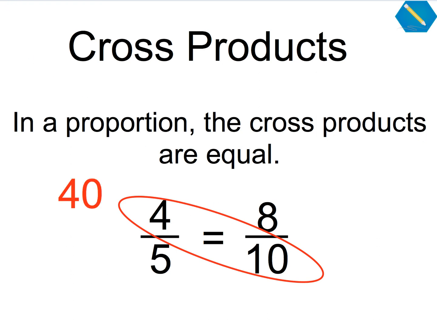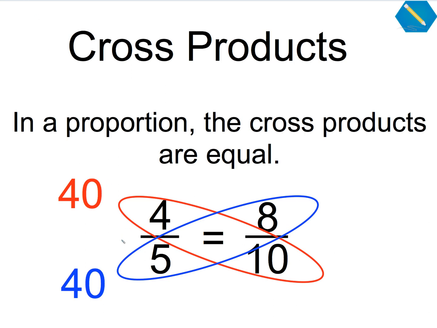Then we look at the other two numbers across from each other, 5 and 8. We multiply 5 times 8, and that equals 40. Since 40 is equal to 40, this is a proportion, because in a proportion, the cross products are equal.